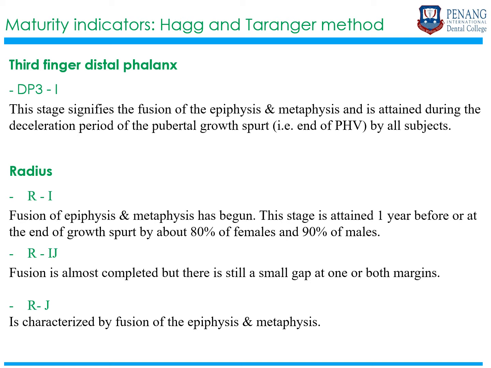Here there is fusion of the epiphysis and metaphysis and is attained during the deceleration phase of the pubertal growth spurt or at the end of PHV. The next bone is radius and is divided into 3 stages. Stage 1, there is fusion of epiphysis and metaphysis and is attained 1 year before or at the end of the growth spurt. Stage 2 is fusion is almost completed, but there can be a small gap at one or both margins, and stage 3 is characterized by complete fusion of the epiphysis and metaphysis.